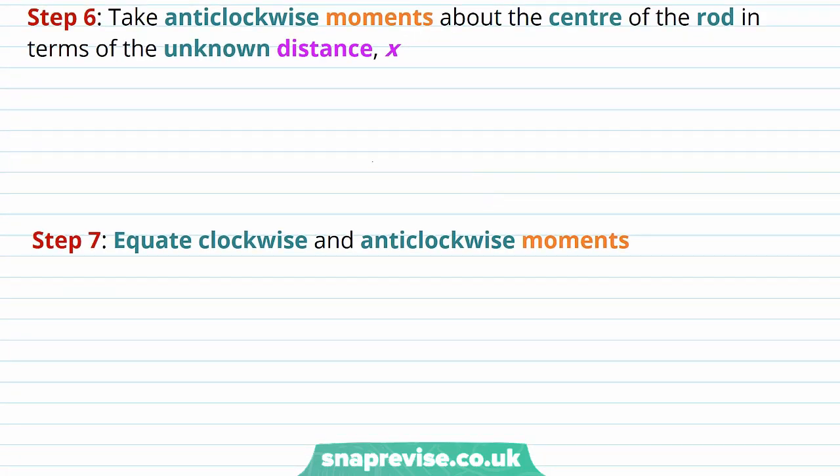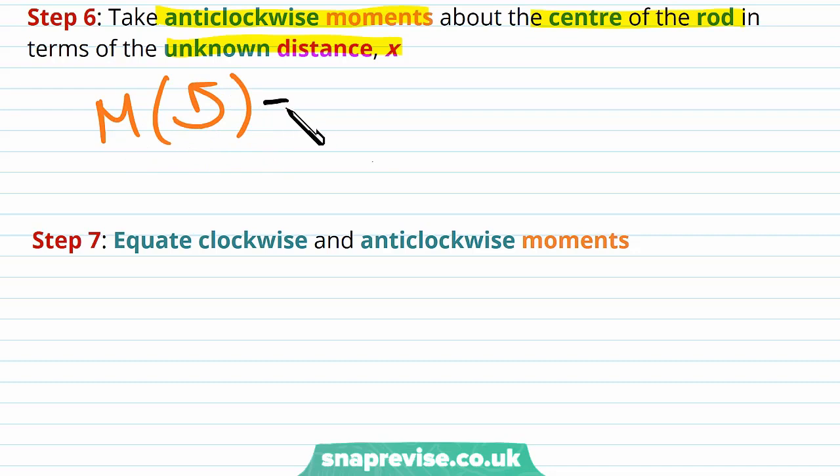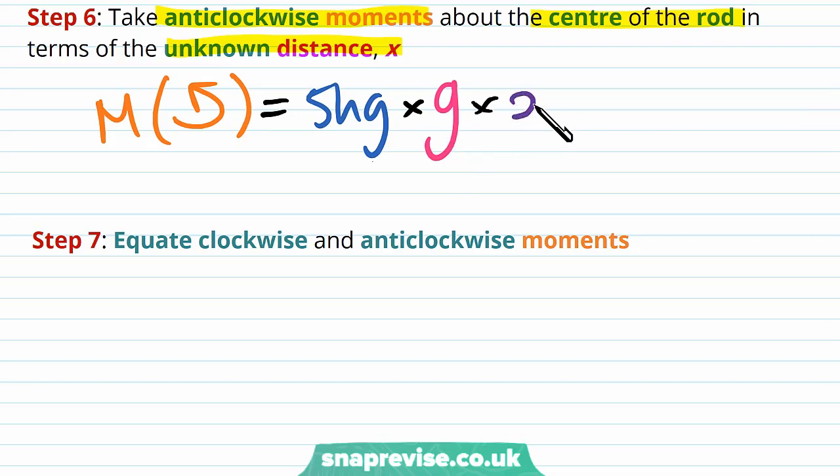Our next step is to take anti-clockwise moments about the centre of the rod in terms of the unknown distance, which is x. So now the anti-clockwise moment is going to be given by 5 kilograms, because that's the mass of this mass. So we've got 5 kilograms multiplied by g, that's the weight, and then we multiply this by the unknown distance, which is x. We can rewrite this as 5g times x.